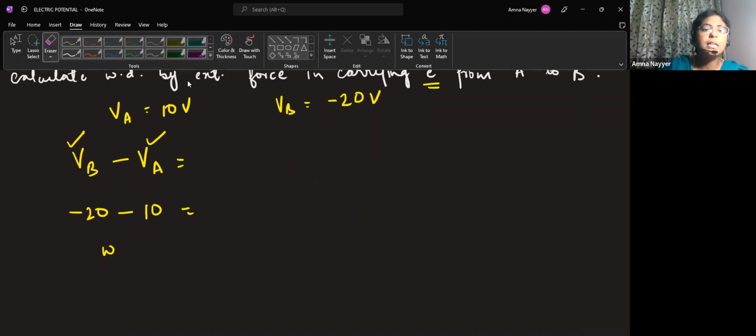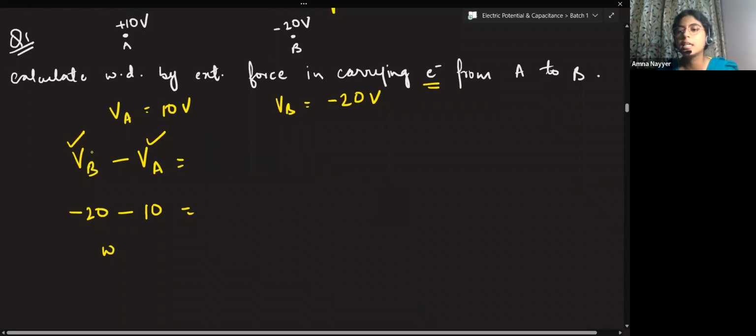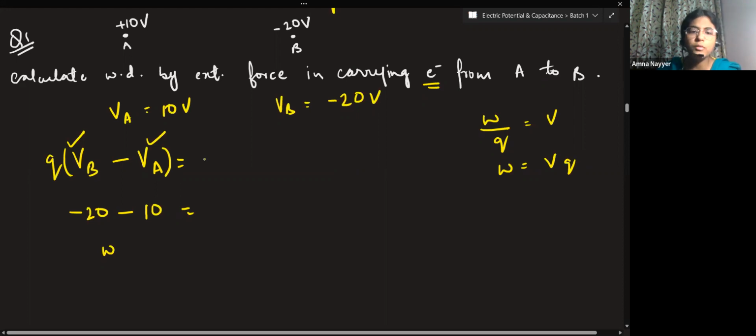Charge will get multiplied with potential. See, work done by charge is equal to the potential, so work done will be potential multiplied by the charge. So Q will come on this side, not with work done. This is work done by external. So this is the electronic charge and work done by external. So work done by external will be what?